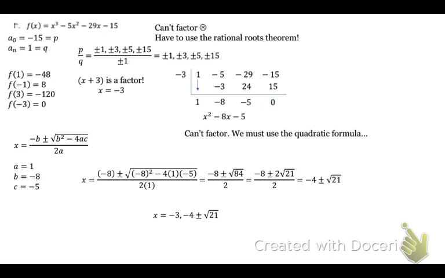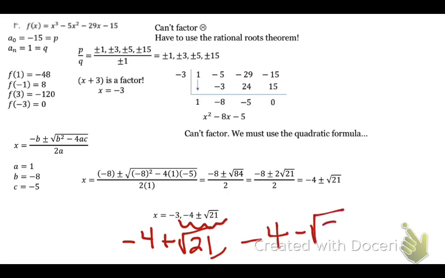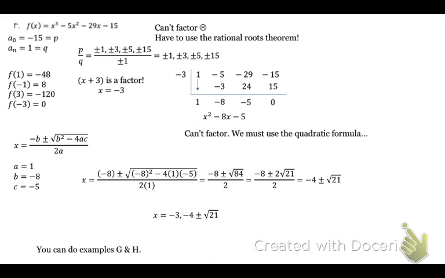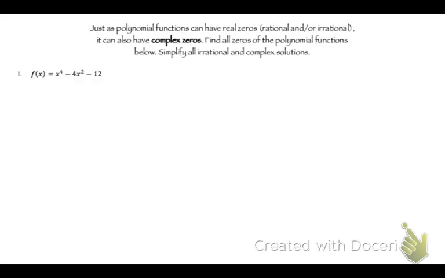Okay, so this right here, I need you guys to recognize that this is 2 zeros there because you have negative 4 plus the square root of 21, and you also have negative 4 minus the square root of 21. So just recognize that there are 2 different zeros there, okay? You can do examples G and H.